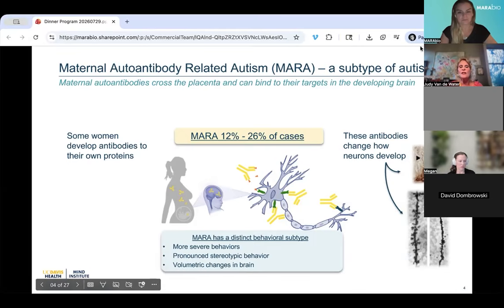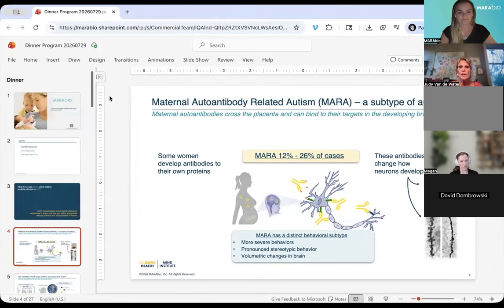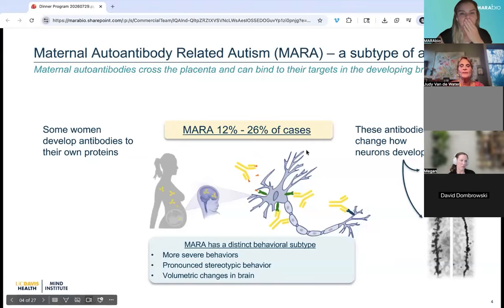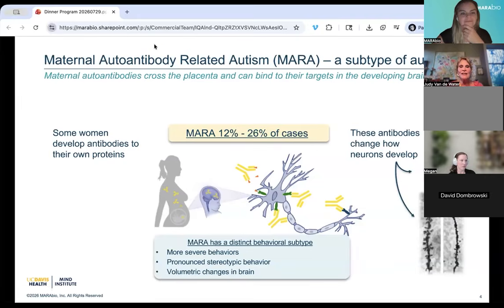And so the MAR autism has very distinct behavioral subtypes, and we see more severe behaviors in these children, especially if they have more than one pattern that could give them the MAR phenotype, when we start talking about the clinical patterns. They have more pronounced stereotypic behaviors, as do the animals that are exposed in our animal models. And we see across species, meaning human, non-human primate, mouse, and rat, significant volumetric changes in the brain. Good timing there, Chrissy. Next slide.